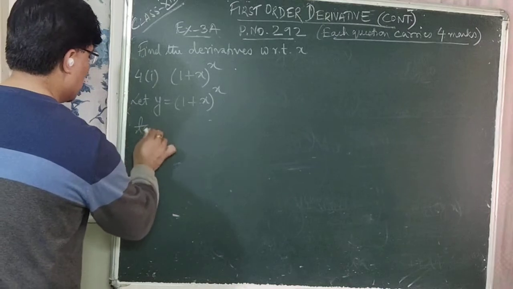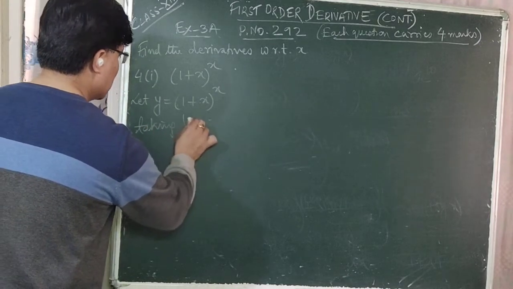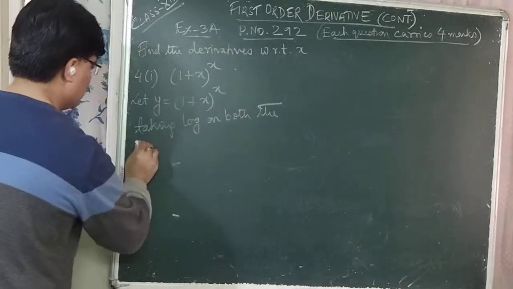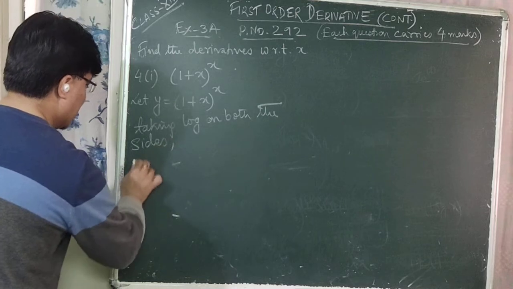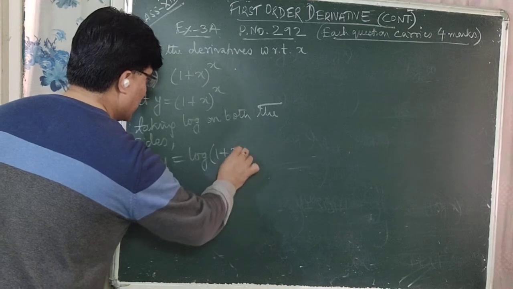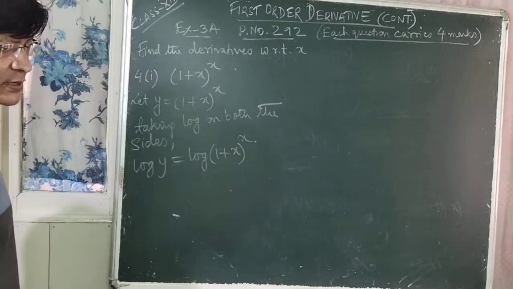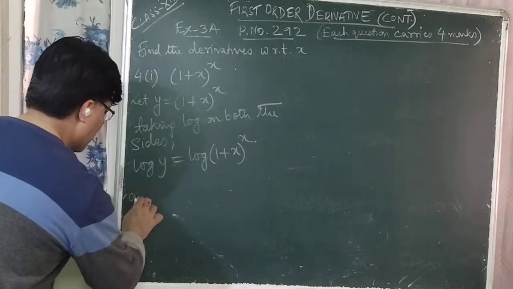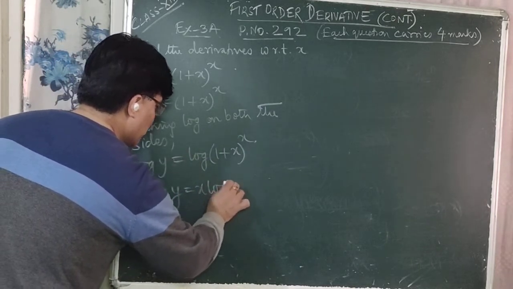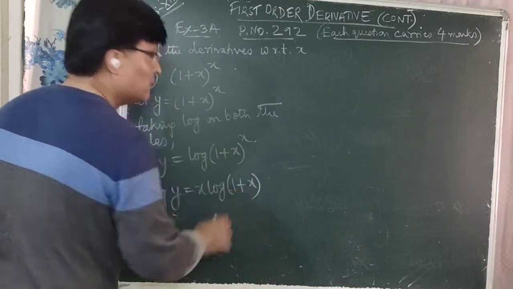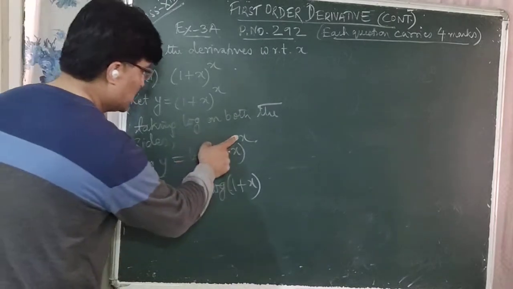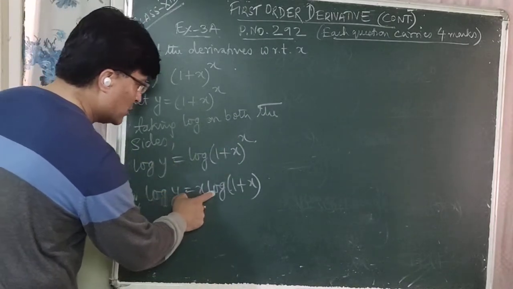So taking log on both the sides, what do we get? This is log y is equal to log of 1 plus x whole to the power x, right? So now, or it is log y is equal to, now x comes in the front. Because of this log, you know properties of logarithm, that is log x to the power n is always n log x. Similarly, this x becomes the coefficient of log x into log of 1 plus x.